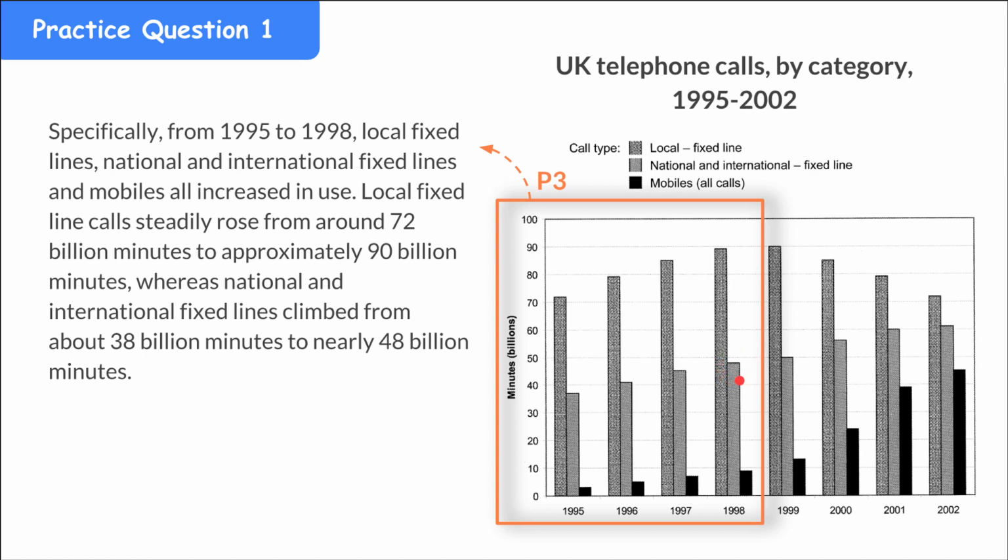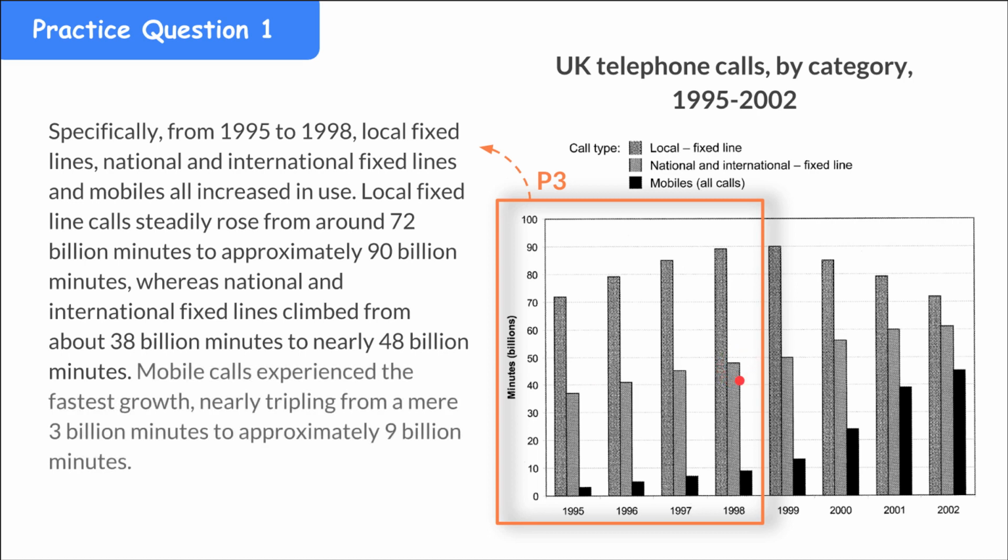Now let's take a look at our final sentence. Mobile calls experienced the fastest growth, nearly tripling from a mere 3 billion minutes to approximately 9 billion minutes. So here we're saying that mobile calls experienced the fastest growth. They nearly tripled in number, starting from about 3 billion minutes to about 9 billion minutes.